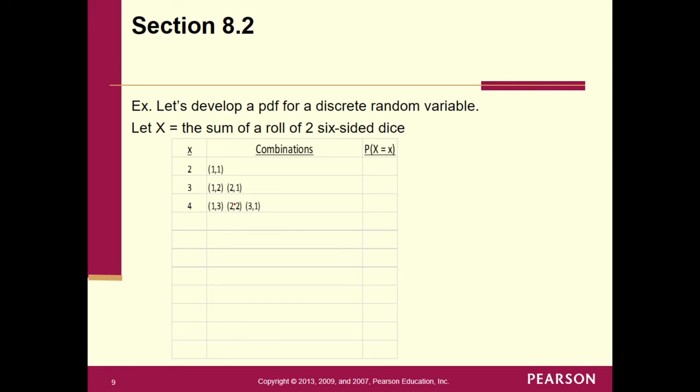For 4, those are the different combinations there: 1, 3, 2, 2, 3, 1. Okay. I kind of filled it up to 7. So notice what happened here is that it kept on going up and up and up, meaning the number of combinations increased by 1 as we kept on going up.